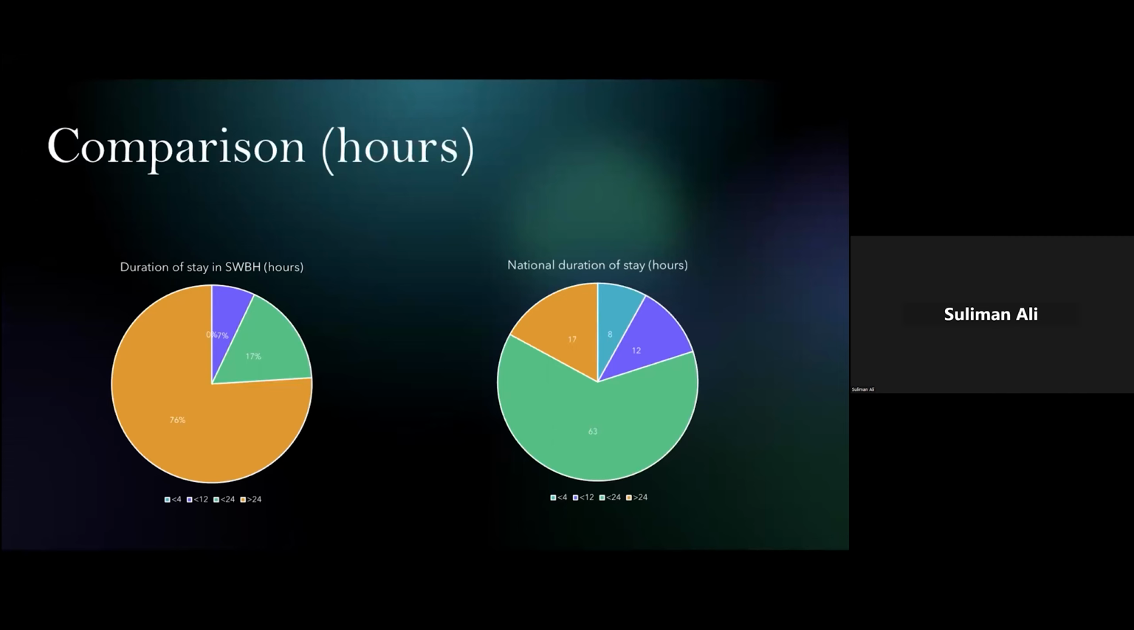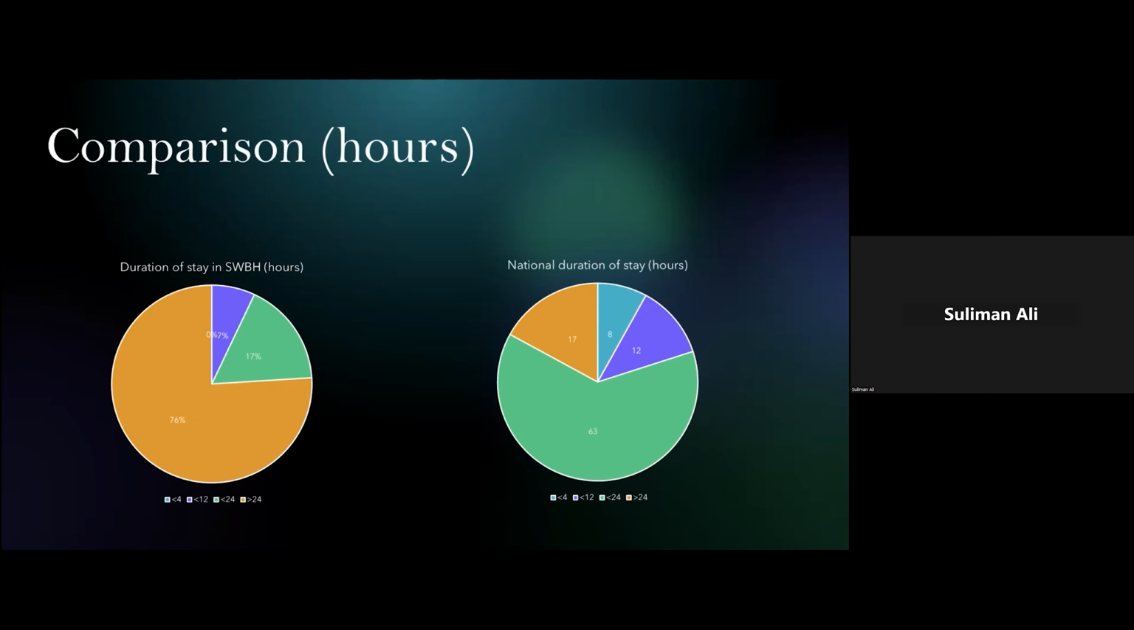Now, if I break down the hours, I appreciate that the graphs might be a bit hard to read, so I'll read out what the key means. I'm going to compare the length of stay in hours for my hospital patients and the patients in the national audit. Blue in the pie chart is less than 4 hours, which is 0% of patients in my data. Purple is less than 12 hours, green is less than 24 hours, and orange is more than 24 hours.